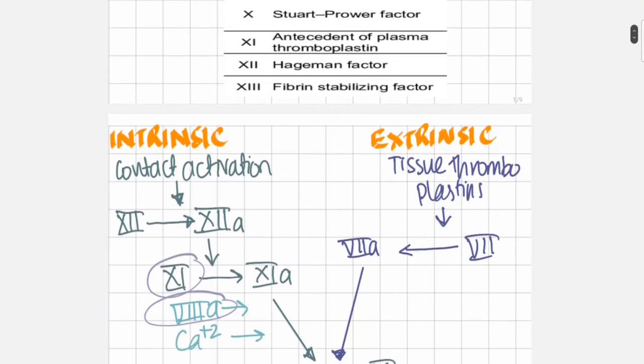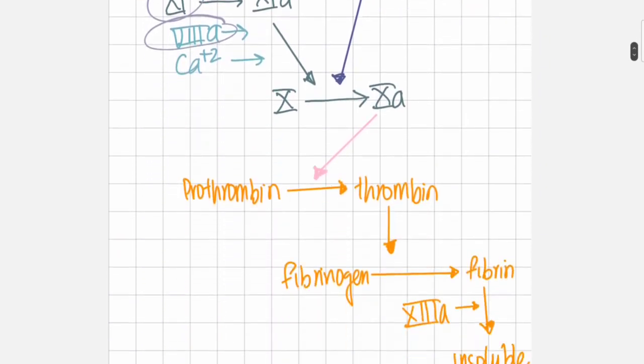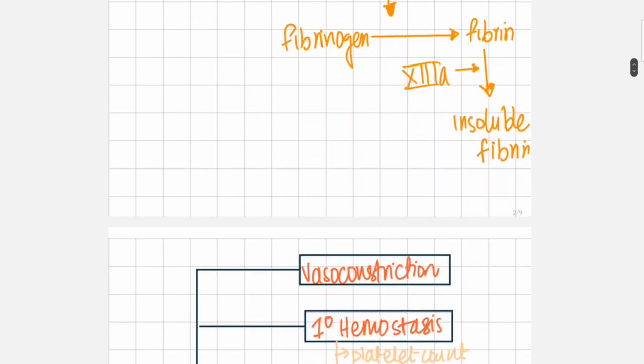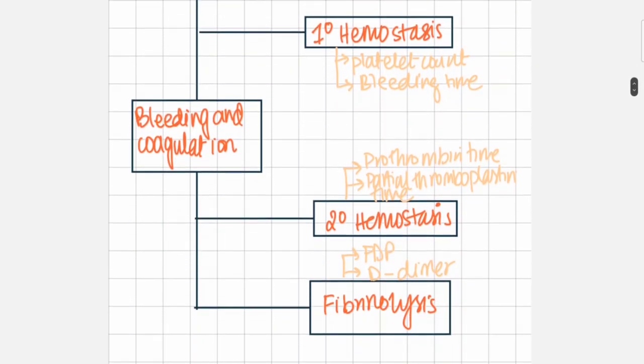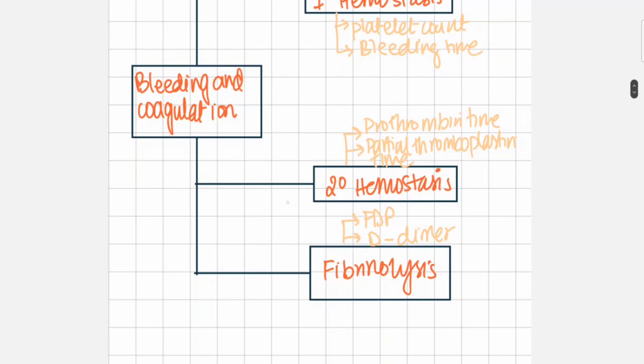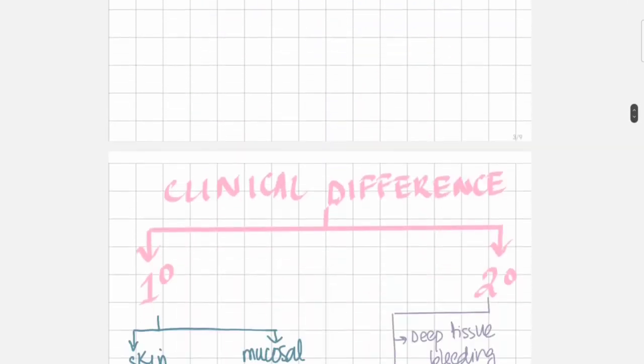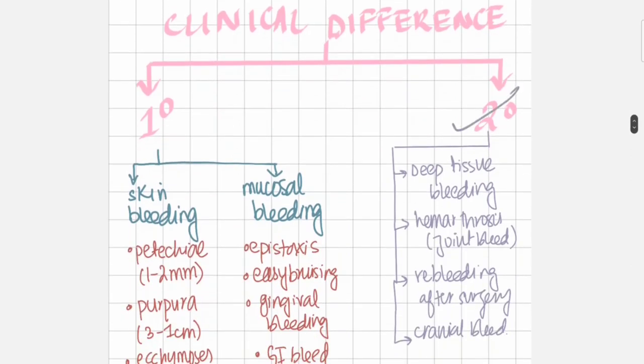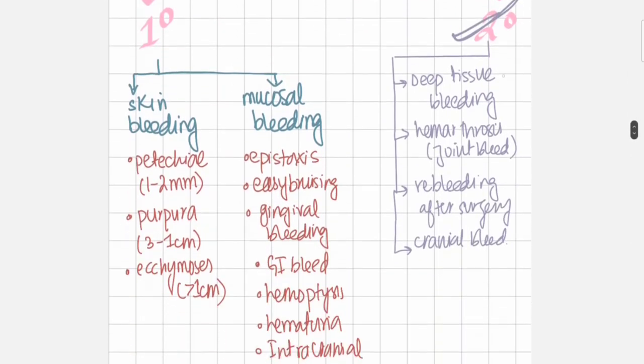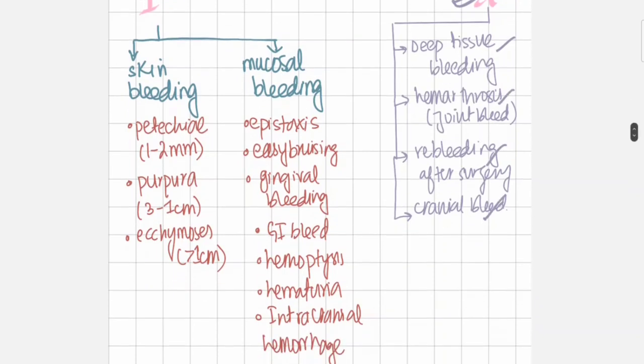Then right here, the problem is in secondary hemostasis. So we are going to have abnormal prothrombin time and abnormal APTT. Because the problem is in secondary hemostasis, we're going to have deep tissue bleeding, hemarthrosis, rebleeding after surgery, and cranial bleed in severe cases.